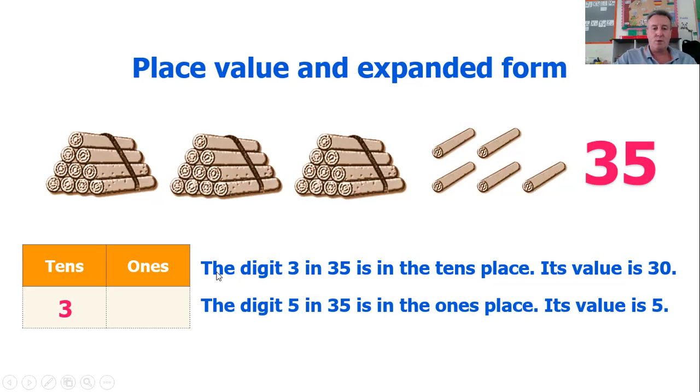See, the 3 digit in the 35 is in the tens place. Because it's in the tens place, it's 30. And the 5 is in the ones place, so its value is 5. There we go. 3 tens, 30, and 5. 30, 5.